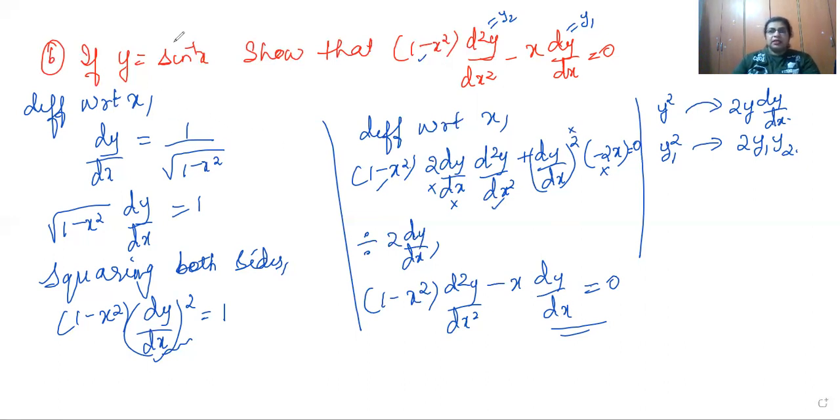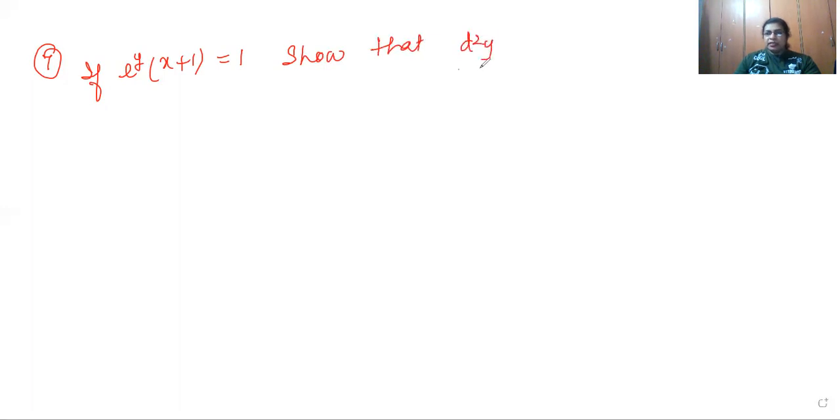Okay. So let me solve one more last question. If e to the power y into (x plus 1) is equal to 1, show that d square y by dx square is equal to dy by dx the whole square. Very simple. So as I differentiate with respect to x, 3 to 4 steps only.